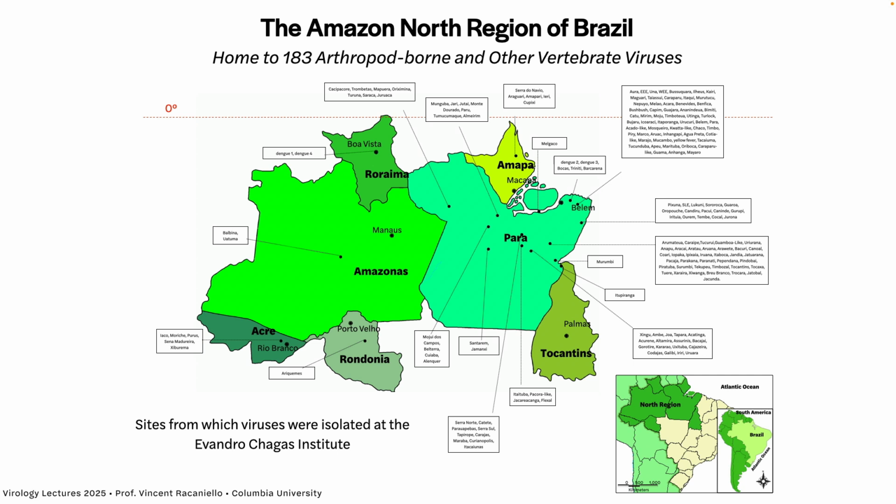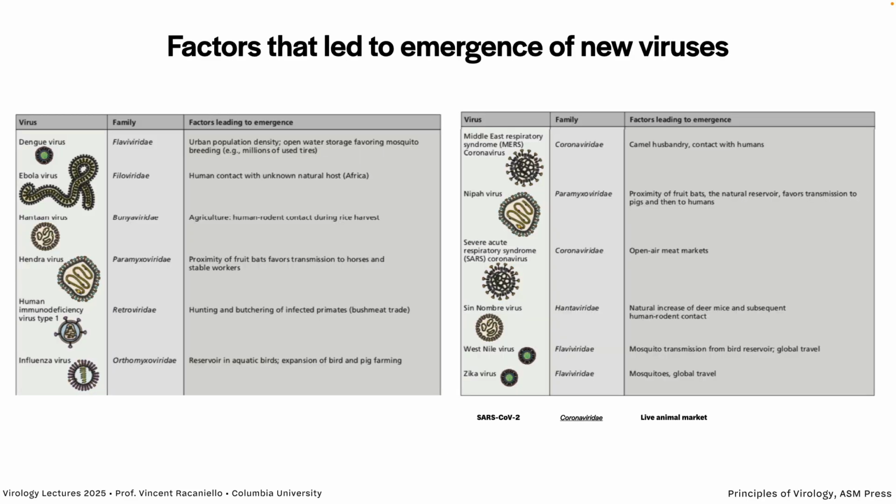And there are plenty of viruses out there. Here is just a map of the Amazon North region of Brazil. So here's Brazil over here, and the North region is to the north. This is all being deforested at an incredible rate. So there are people working in there, cutting trees down to make farmland. All these little words that you can't read are viruses that we know about that exist within the Amazon North region. 183 arthropod-borne viruses, and other vertebrate viruses as well. So we are potentially susceptible to infection with those viruses. Any of the people working in there can get them. And that's not just the Amazon North, it's the whole world.